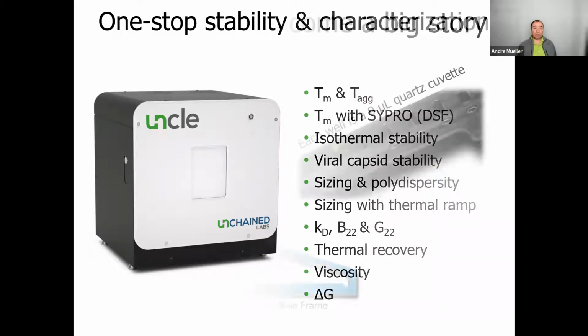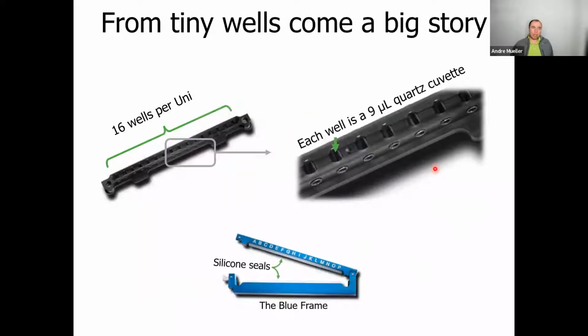The heart of Uncle is the Unde. The Unde is a black anodized aluminum frame with 16 9 microliter quartz cuvettes in it. Each of these cuvettes will take your sample. You can load it with a single channel pipetter, or you can load it with a multi-channel pipetter. It's really easy to load.